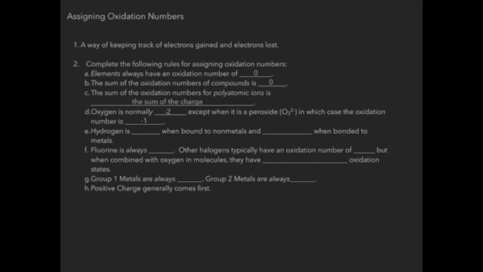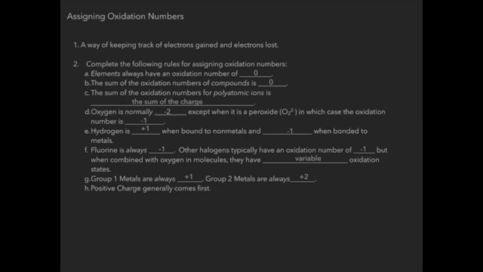Now, hydrogen has a +1 oxidation number, except when it's bound to a metal, like for example, in the example of sodium hydride that we saw before. In that case, because sodium has a +1 oxidation number, which we'll get to in 1 second, hydrogen, the hydride ion, would have a -1 oxidation number. Fluorine is always -1, and while halogens tend to have an oxidation number of -1, they can actually have variable oxidation states. Group 1 metals always have a +1, and group 2 metals always have a +2 oxidation number. And positive charge generally comes before the negative charge.